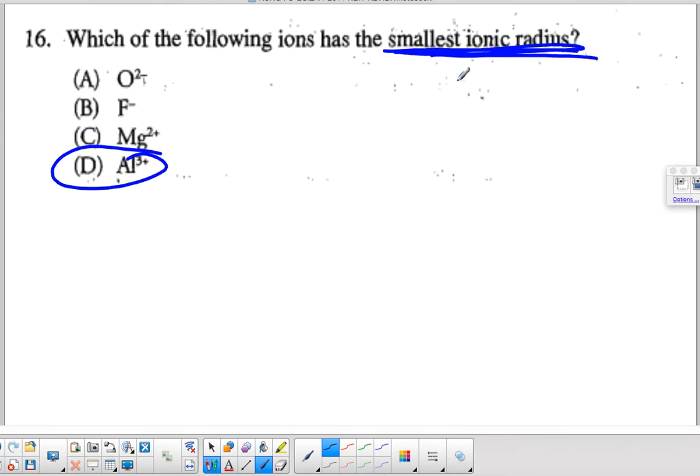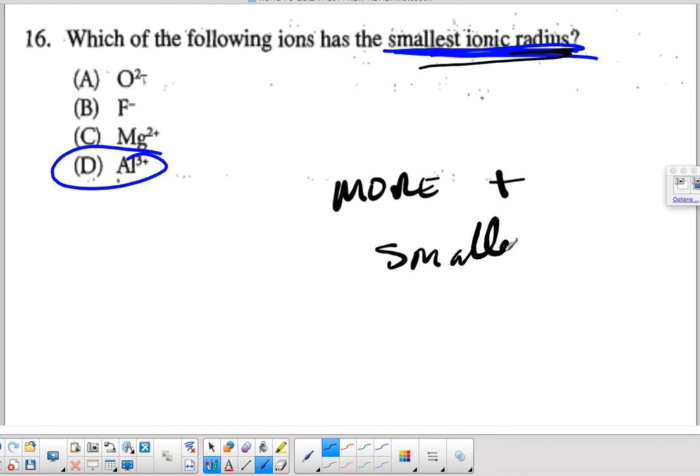Which of the following ions has the smallest ionic radius? Remember, the way it works is the more positive you get, the smaller the ion is. They're also all isoelectronic, right? If you look here, they're all isoelectronic. So this means that this has 10 electrons, that has 10 electrons, 10 electrons, 10 electrons.